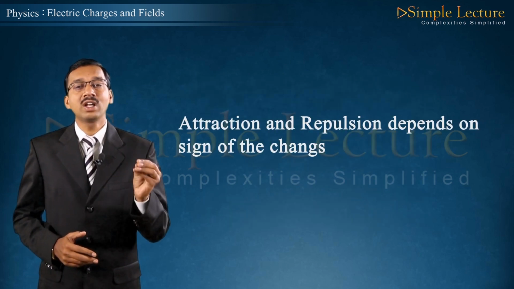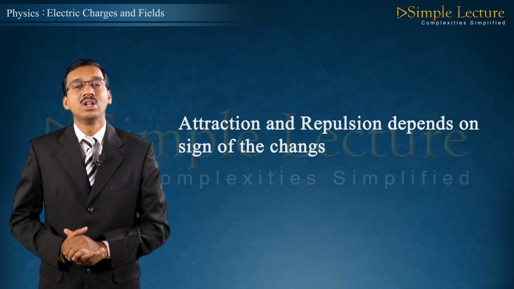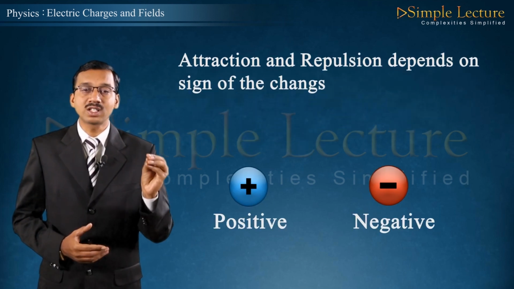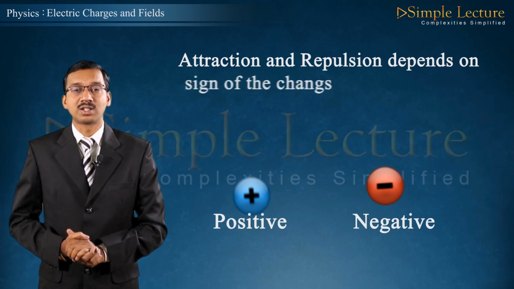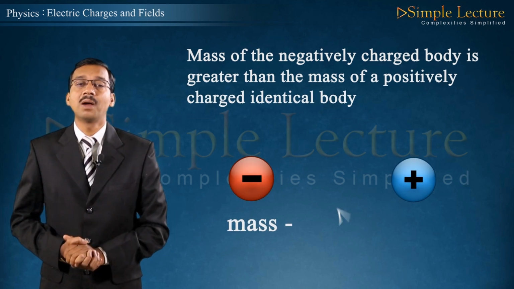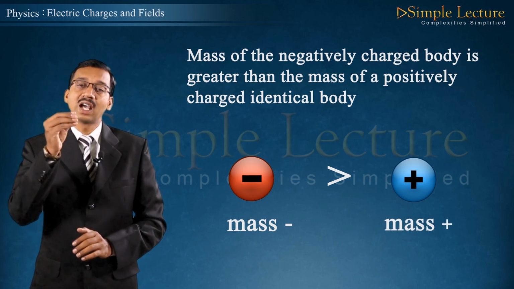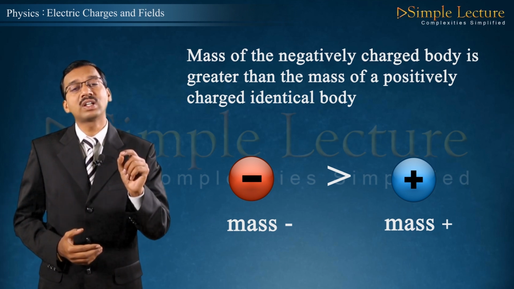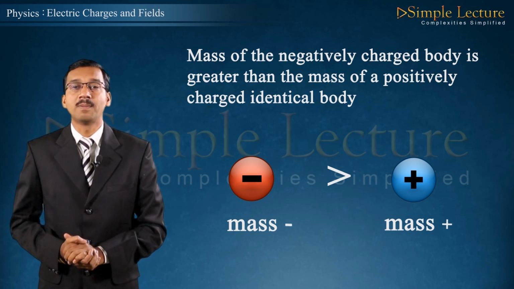In this attraction or repulsion, it does not depend on the magnitude of the charges, it depends on the sign of the charges. Is it positive or negative? That means it depends on the sign of the charges. The mass of the negative charge is greater than the mass of the positive charge. Therefore, the charge value will be the same for both negative and positive, but the mass of the negative charge is more as compared to the mass of the positive charge.